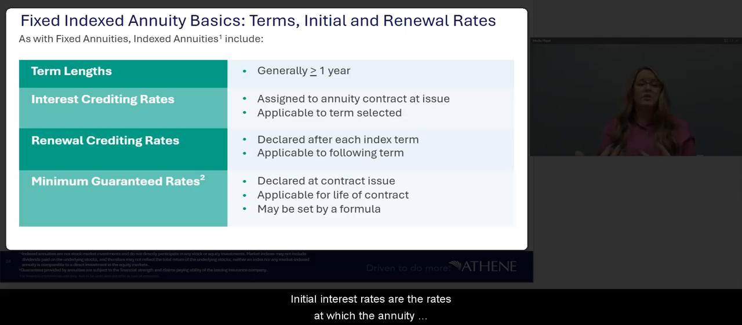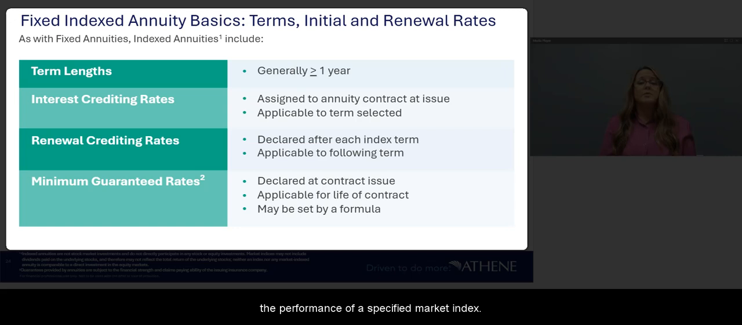Initial interest rates are the rates at which the annuity grows initially. It's often guaranteed for the first year or the first few years of the contract. Then there's the indexing method. FIAs credit interest based on the performance of a specified market index. Again, an example is the S&P 500. However, they do not directly invest in the market.